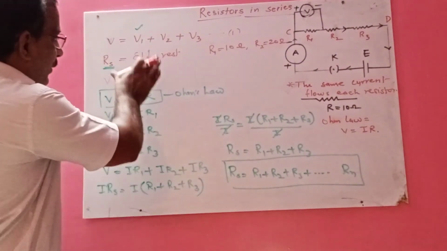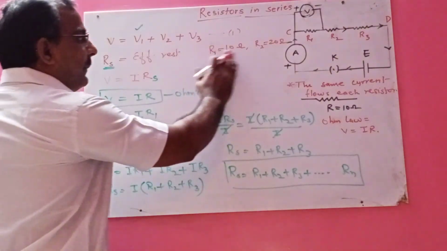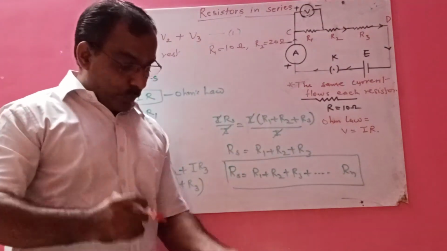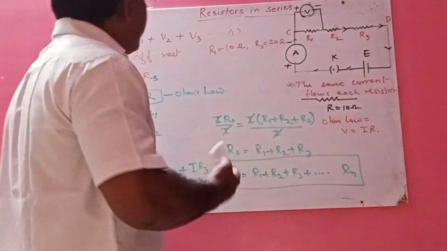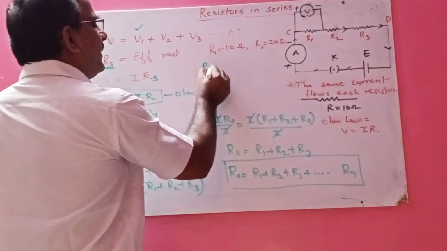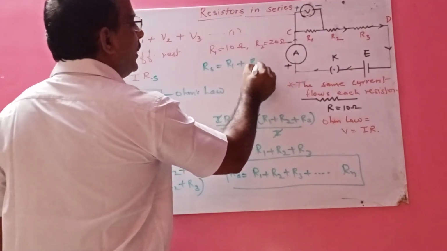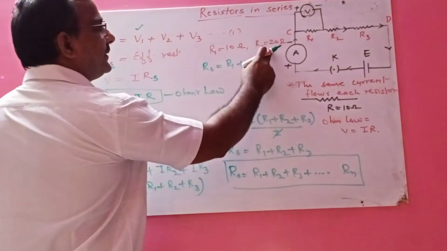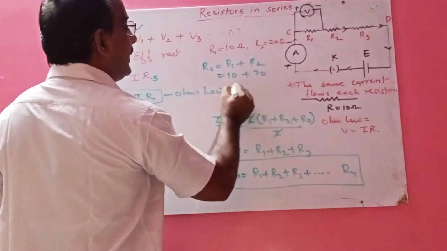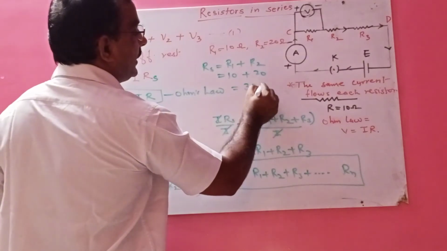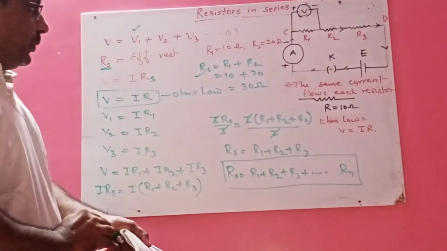I have given you the formula for effective resistance. Here I have only two resistances, so I will write RS is equal to R1 plus R2, because I have only two resistors. R1 is 10 and R2 is 20, so it is equal to 30 ohm. So the effective resistance is equal to 30 ohm.